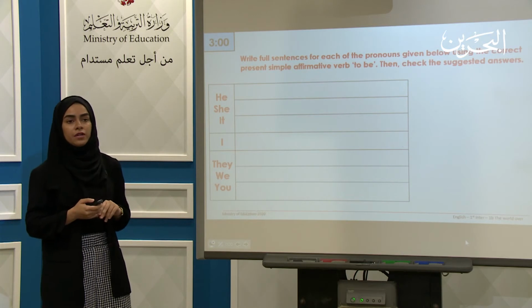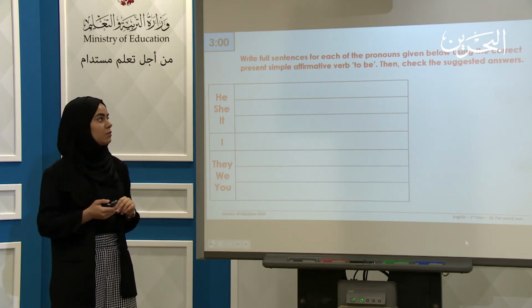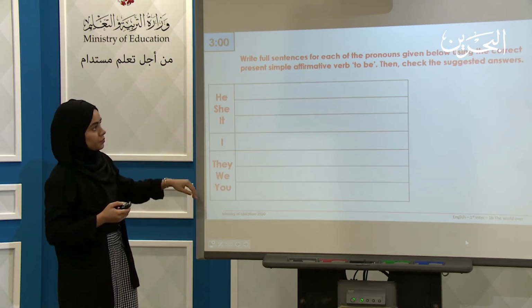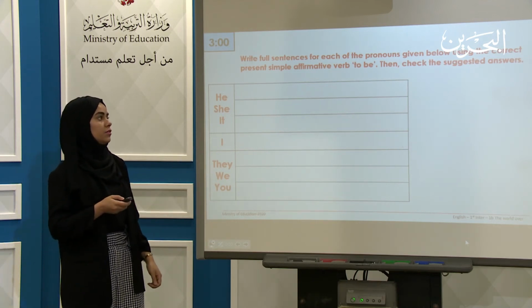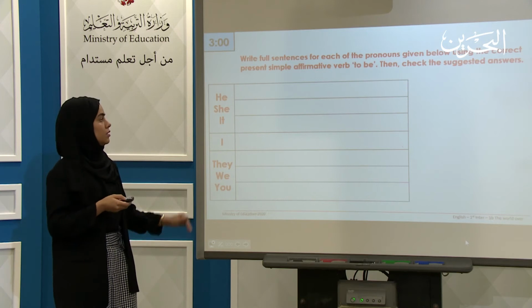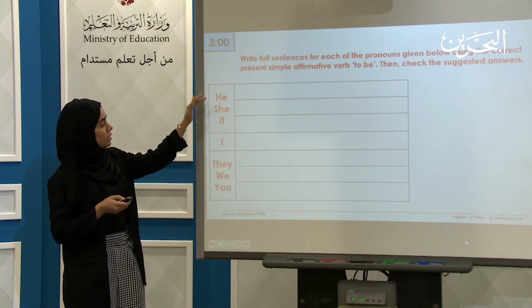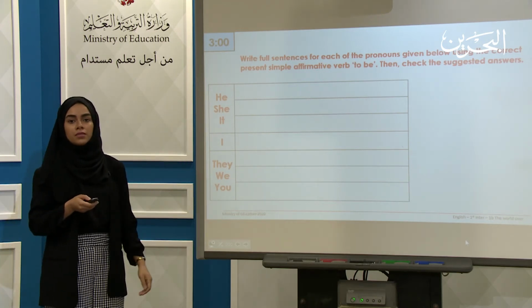Here you have to write full sentences for each of the pronouns given below using the correct present simple affirmative verb to be. Then check the suggested answers. So you have 3 minutes to write a sentence for each of the pronouns.